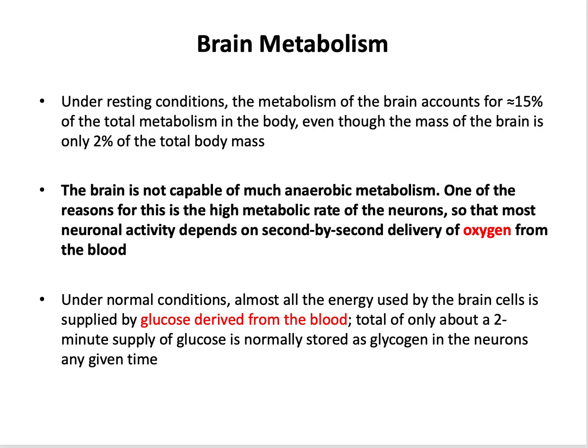As far as brain metabolism goes, just know that the brain is not capable of anaerobic metabolism, and brain tissue, neurons especially, have a very high metabolic rate, so they rely heavily on a constant delivery of oxygen and glucose. And that's why maintaining cerebral blood flow is so important, because of the high metabolic rates of neurons. They need constant oxygen and glucose delivery.